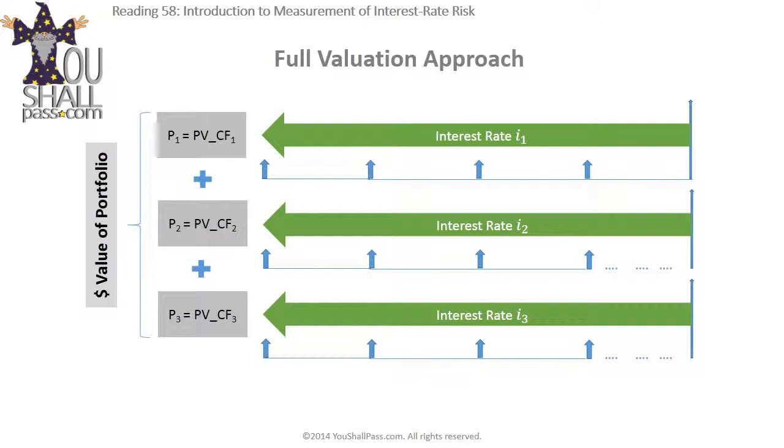So, as its name implies, the full valuation approach involves valuing all the bonds in a bond portfolio using a new discount rate. The new prices of the individual bonds are then aggregated for the overall new portfolio value. And we can then compare this to the previous portfolio value to determine the percentage change in the value of the portfolio due to a given change in the discount rates. And at its simplest, that really is pretty much all there is to the full valuation approach.